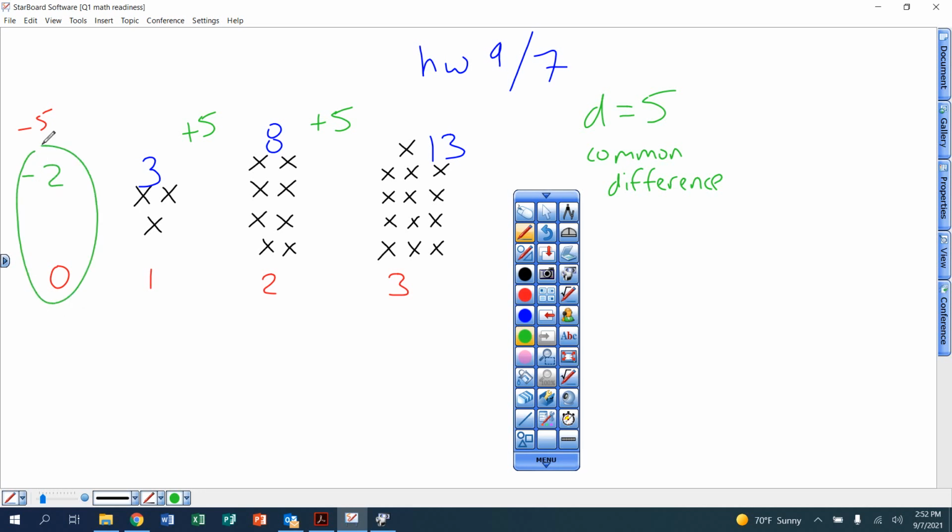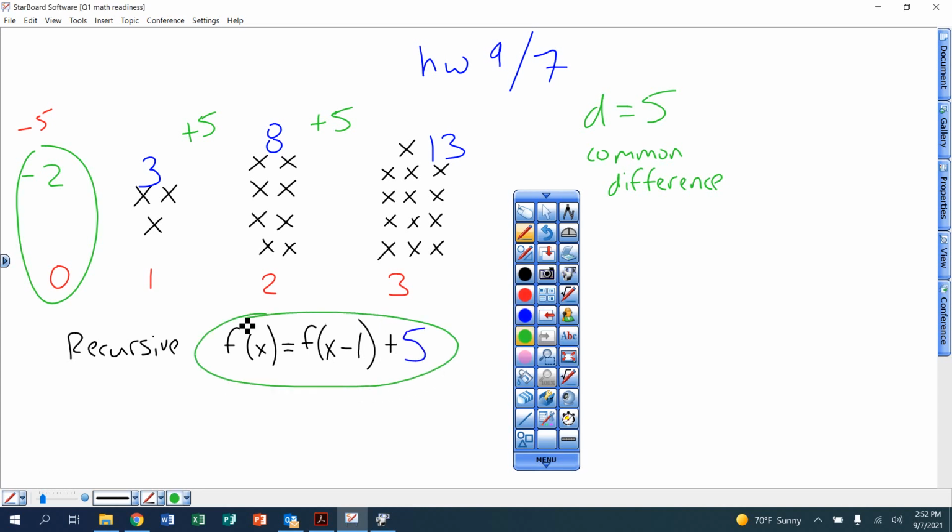If I wanted to write recursive, I use this equation right here with that common difference number. So if I want to write the recursive function for this data, I would write the plus 5 in there. That recursive function matches this data.